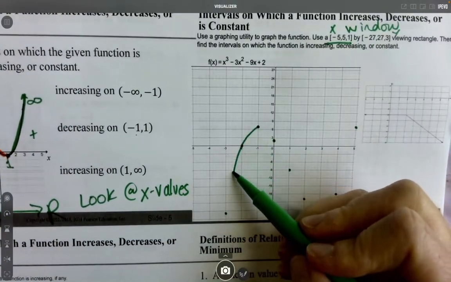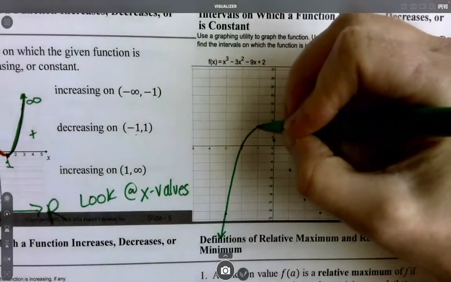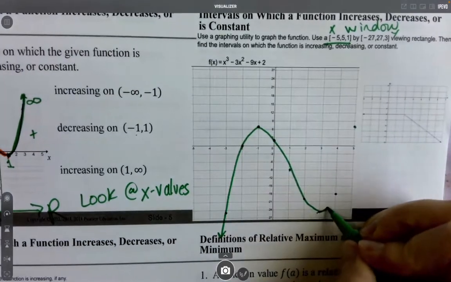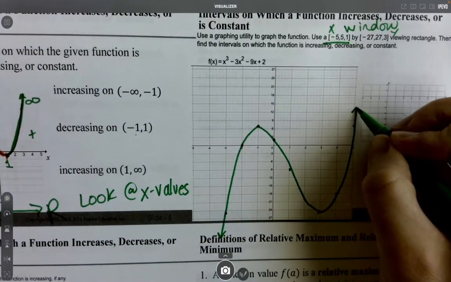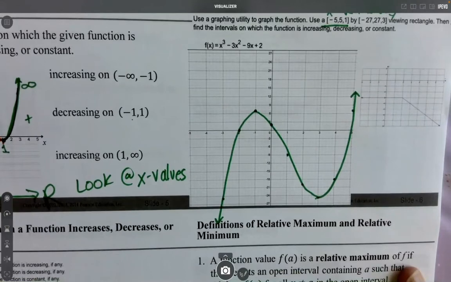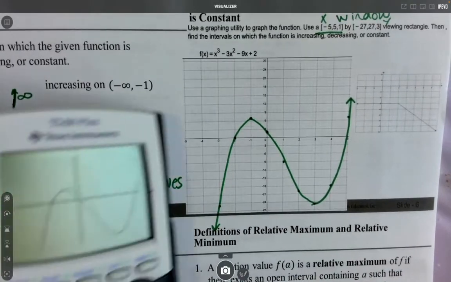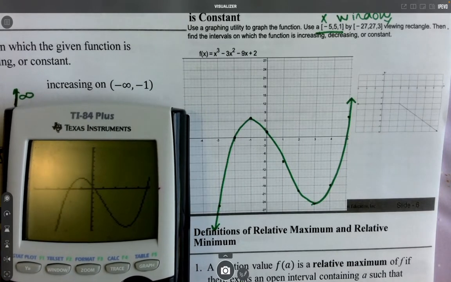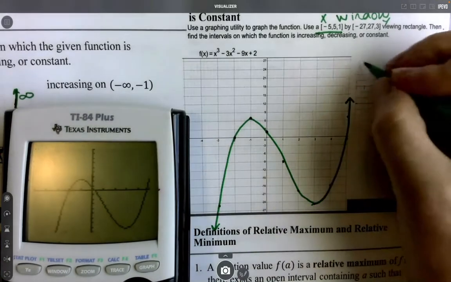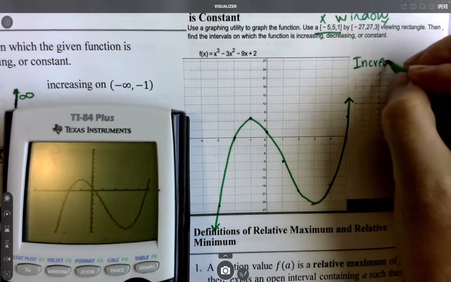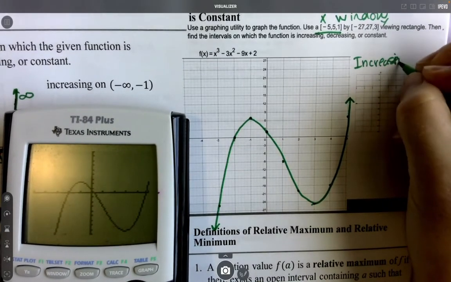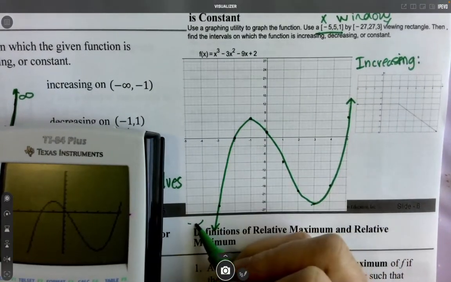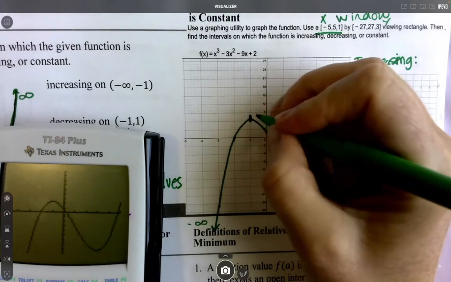So go ahead and create the line. There we go. And so it should look very similar. So let's look at our increasing. This should not be here. So I'm going to put increasing here. So it's from negative infinity up to this point, to -1.